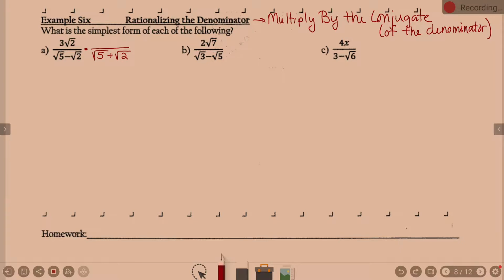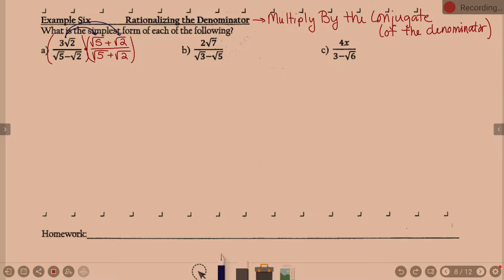You guys are well trained with fractions, right? If you multiply the denominator by square root of 5 plus square root of 2, we're going to multiply the numerator by square root of 5 plus square root of 2. On top, am I FOILing on top? Not exactly. I'm not FOILing on top because 3 square root of 2 is just one term. So we just need to take that 3 square root of 2 and multiply it. We're going to distribute it.